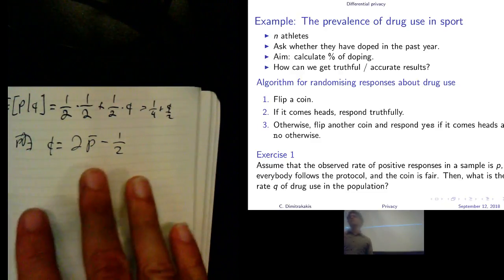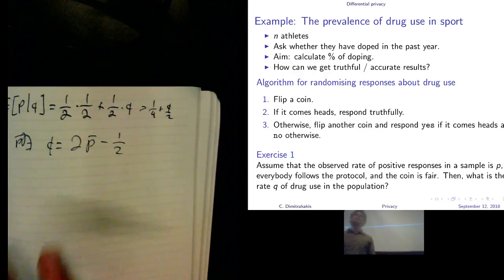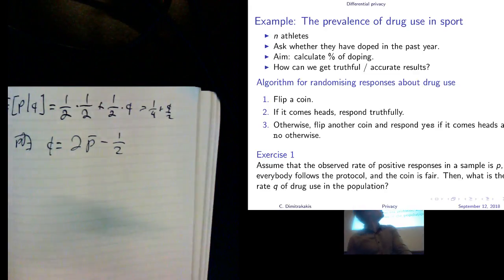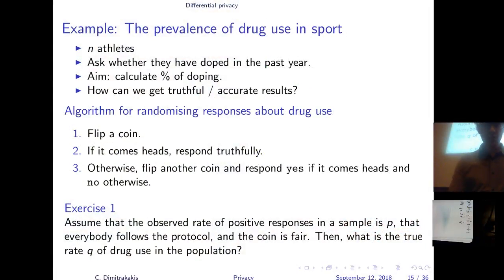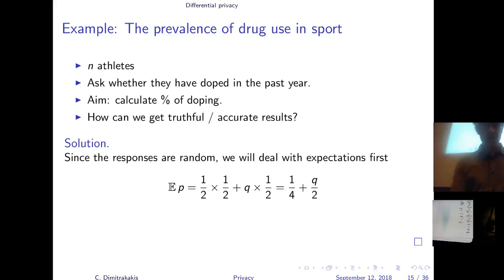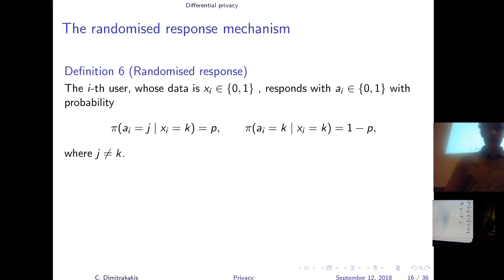If you interview like 1,000 or 10,000 people, then it's okay. But if it's like 50 people, your prior information about how many people take drugs in the sport becomes very important. So this added noise is actually making things very difficult. Okay, so let's see. I guess this was simple enough.